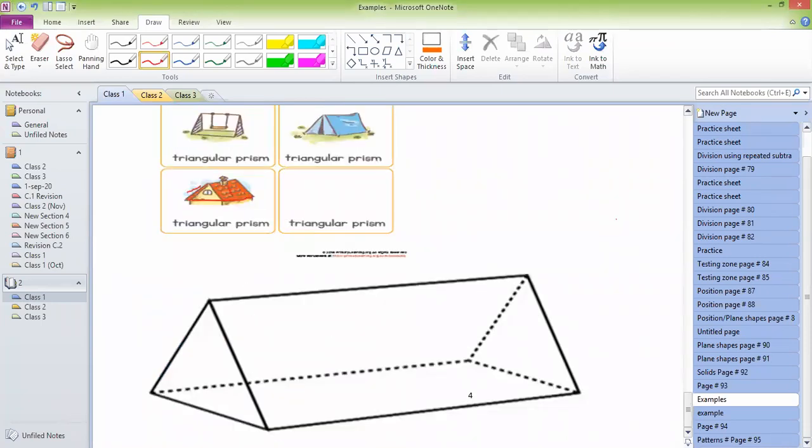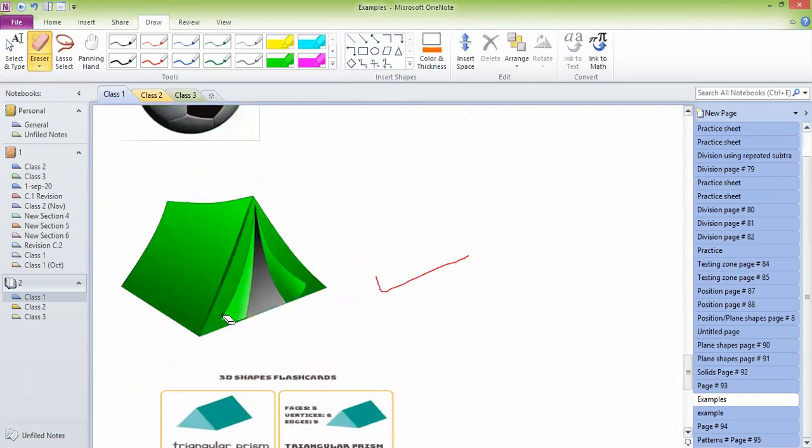We did not revise triangular prism. Triangular prism, guys, has five faces. Two of the faces are triangles and three of the faces are rectangles. It has 9 edges and 6 vertices, 6 corners. 1, 2, 3, 4, 5, and 6. So it has 6 corners, 9 edges. So this is the example of triangular prism.